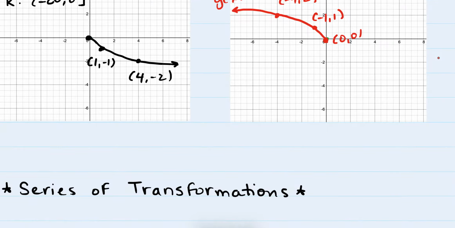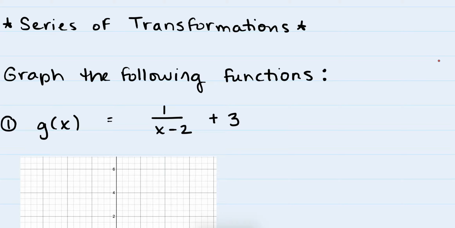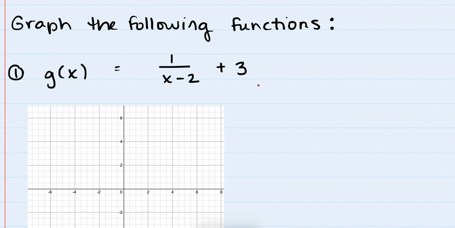Let's move on. Now I want to talk about series of transformations. So we're going to look at some transformations, and we're going to do several different transformations. So we're going to have vertical shifts, horizontal shifts. We might have vertical or horizontal compressions. We could have a reflection. Any of these things you might see. We're going to go slowly, and we're going to do several examples so you'll be able to do them on your homework.